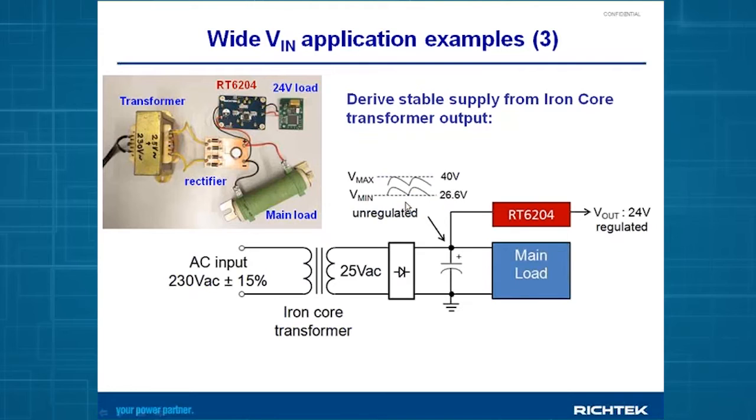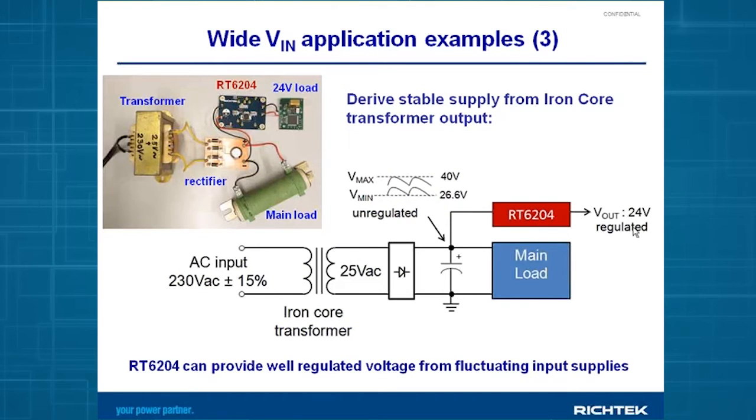And if you want to derive a stable supply from this kind of fluctuating input voltage, you can easily use the RT6204. One thing you have to take care of is that the input voltage minimum value is around 2.6 volts higher than the regulated value to avoid maximum duty cycle limitation. And in this case, you can see that the RT6204 can also provide nice stable supplies from highly fluctuating input supplies.